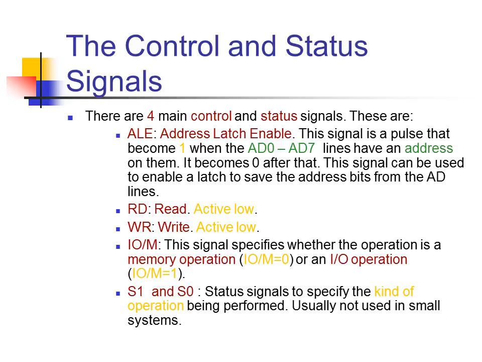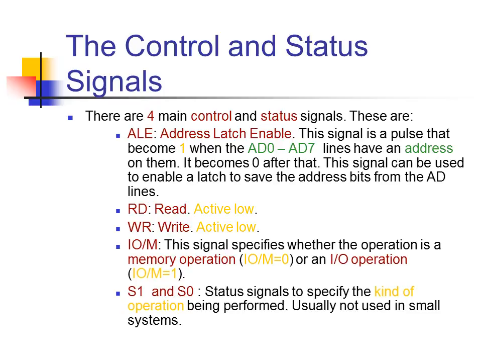The control and status signals are ALE, read, write, IO/M bar, S1 and S0. The address latch enable signal is a pulse that becomes 1 when AD0 to AD7 lines have address on them. It becomes 0 after that. This signal can be used to enable a latch to save the address. RD bar is a read signal, which is an active low signal which can be used to read the data. And WR bar is the write signal, this is also an active low signal which can be made active when we give 0 input.